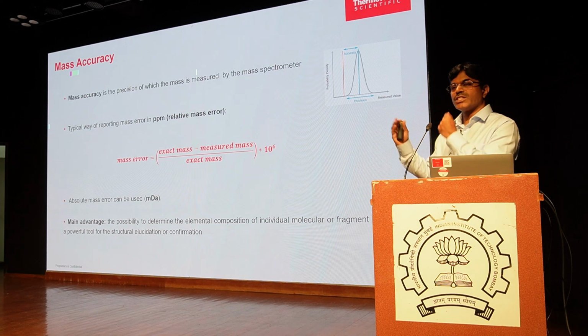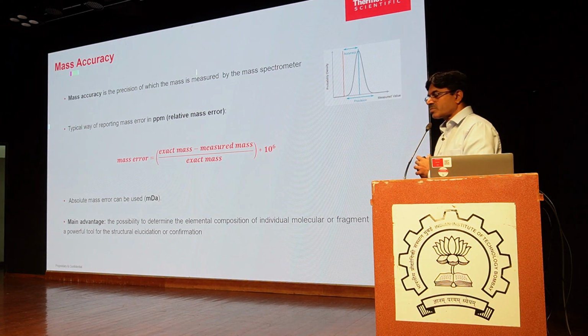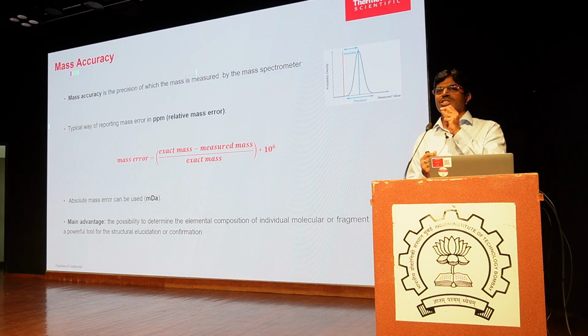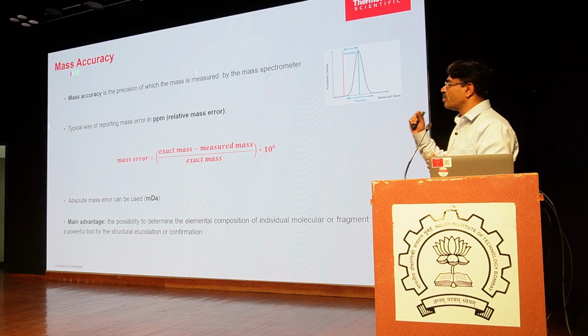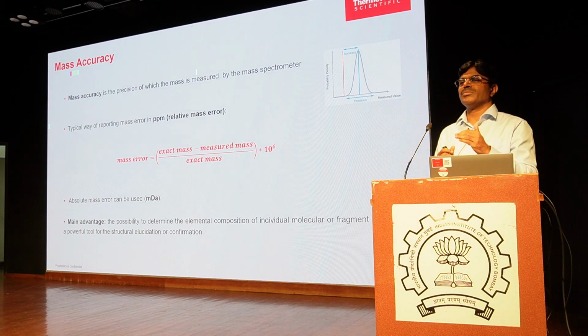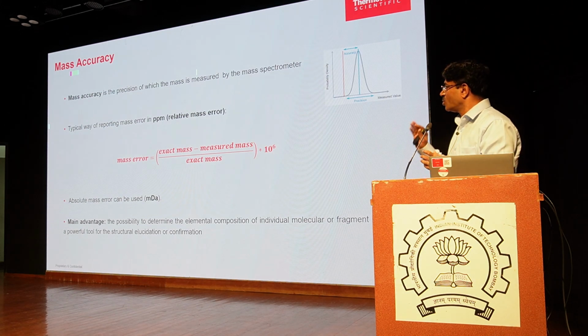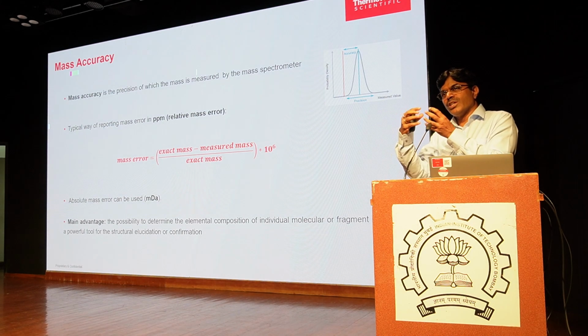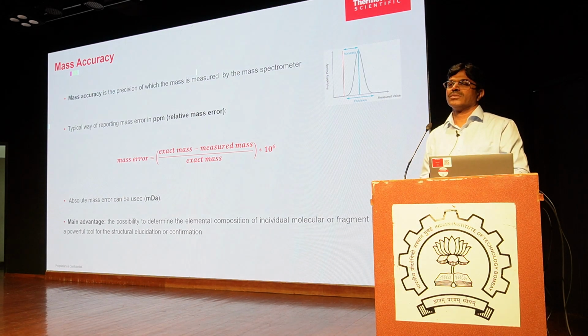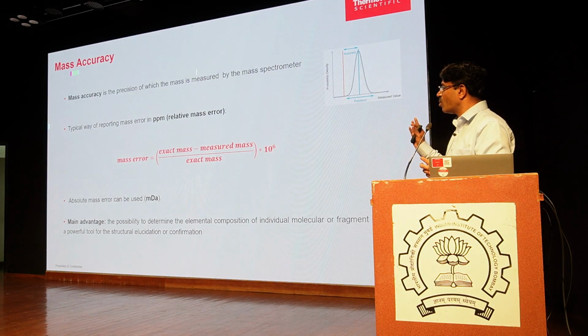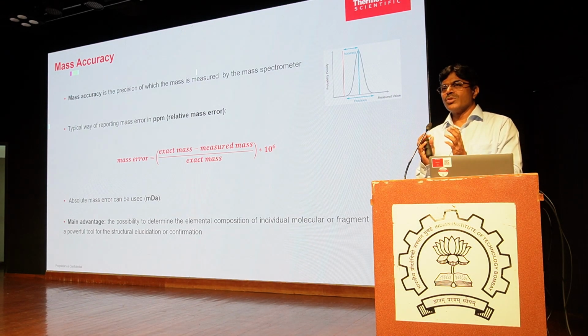This is given by this formula. Mass error is the theoretical mass minus the measured mass, divided by the theoretical mass. We convert that into ppm by multiplying by 10 to the power 6. The lower this value, the closer you are to the true value of the molecule. So this is very important. Why is it important? Because when you are very close to the exact or theoretical mass, it gives you the correct elemental picture of the molecule.